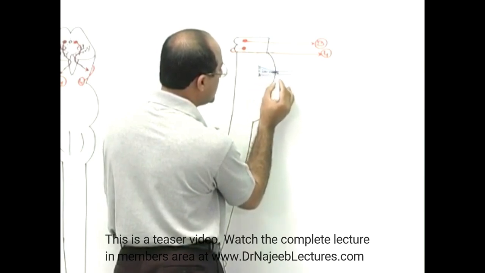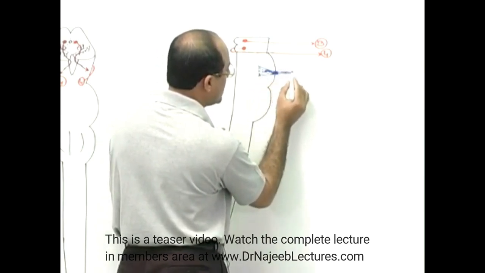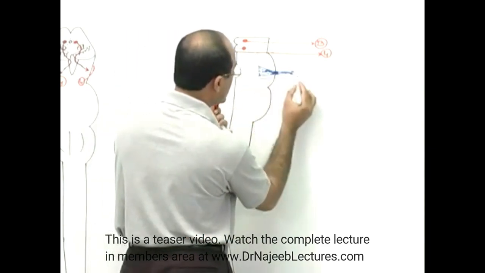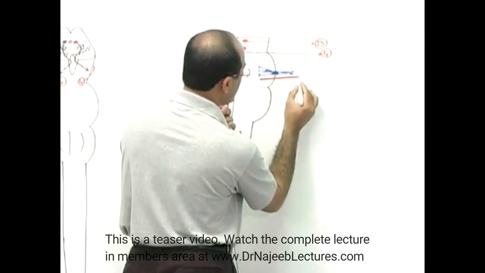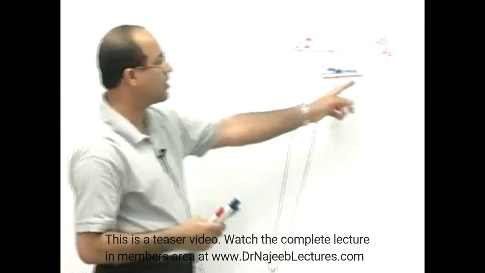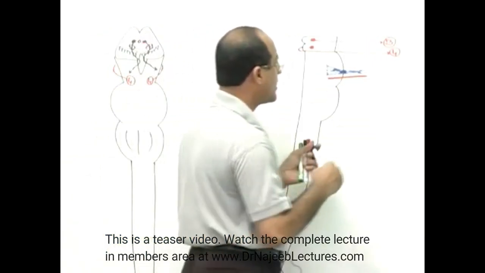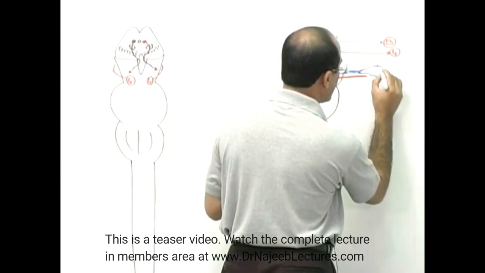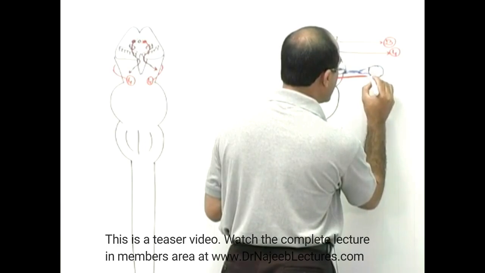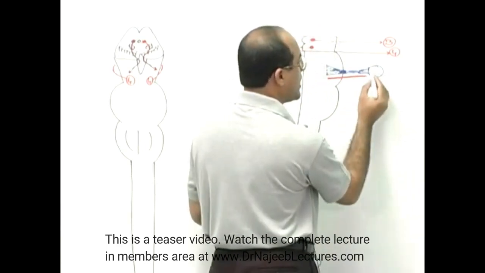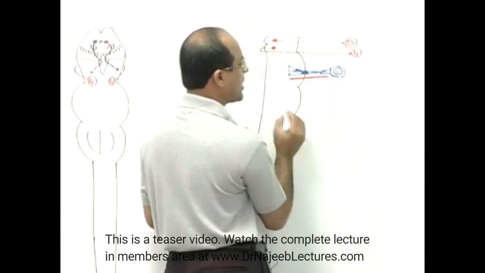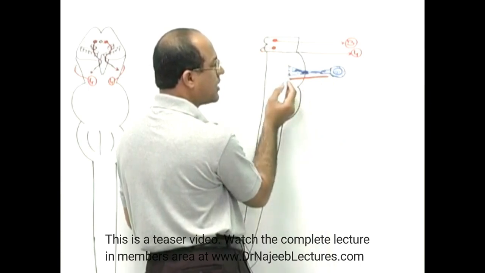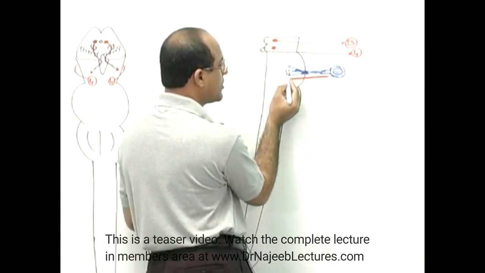This is which nerve? Trigeminal nerve. Trigeminal nerve has two roots. There is one sensory root and the other is the motor root. Blue is the sensory root and red is the motor root. And this blue root is going to, what is it? Trigeminal ganglion. This sensory root is connected to the trigeminal ganglion anteriorly. Posteriorly, it is connected to the pons, right?